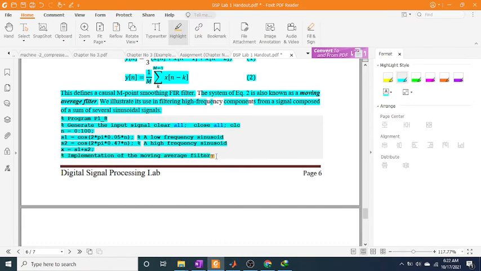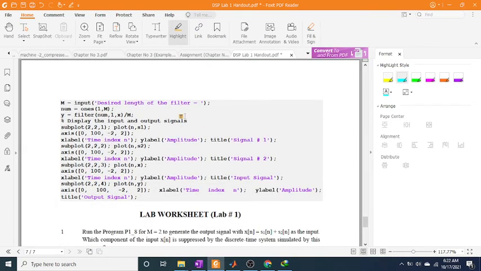Implementation of the moving average filter. M = input('Desired length of the filter = '); num = ones(1,M); y = filter(num,1,x)/M. Display the input and output signals.